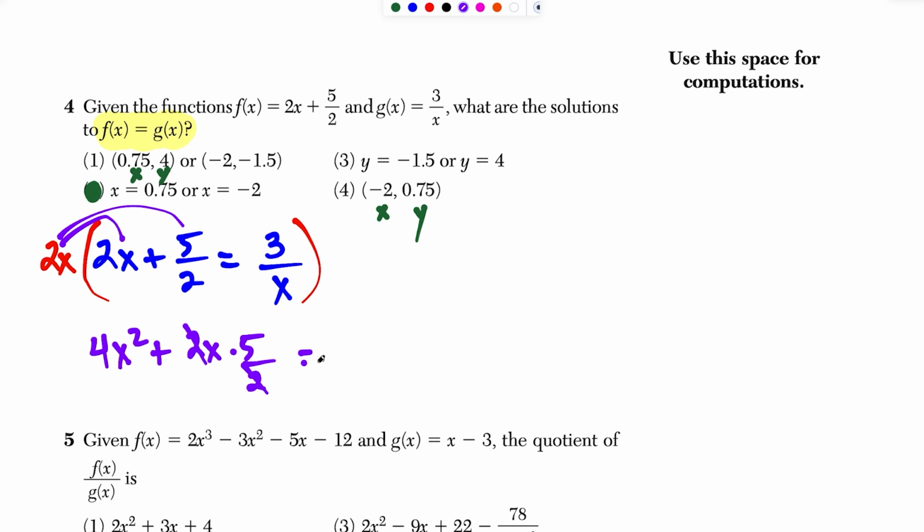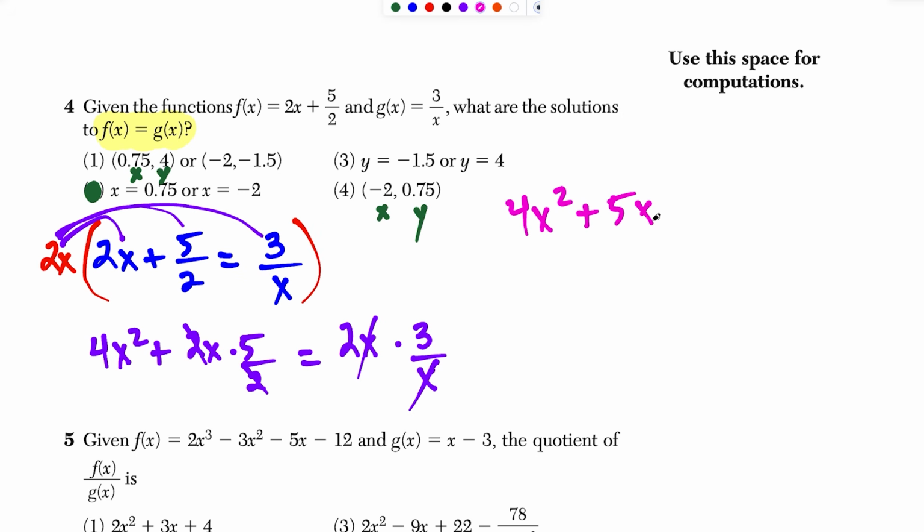And now this is equal to, we have 2x multiplying 3 over x. So we have 2x, and we're multiplying by 3 over x. And then here, the x's are going to cancel out. So then for the next stage, we have 4x squared, and then plus x times 5 is 5x. And this is all equal to 2 times 3 is 6.